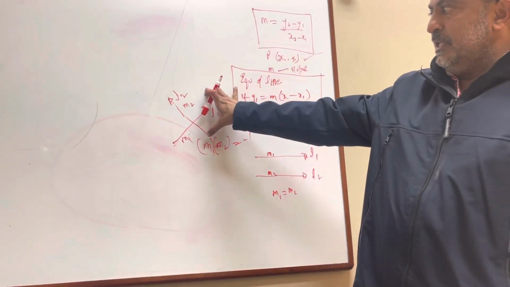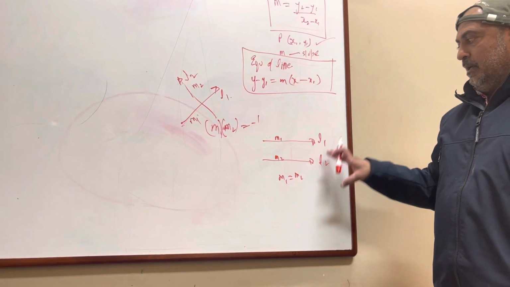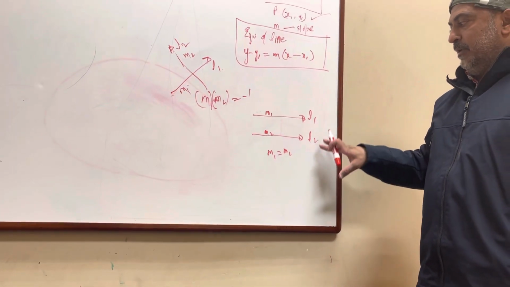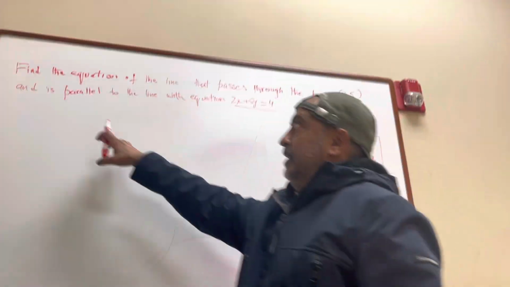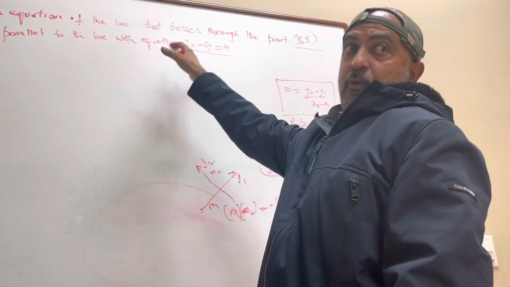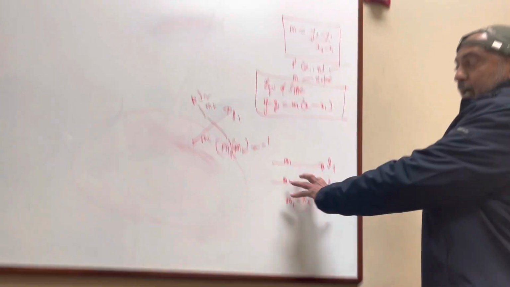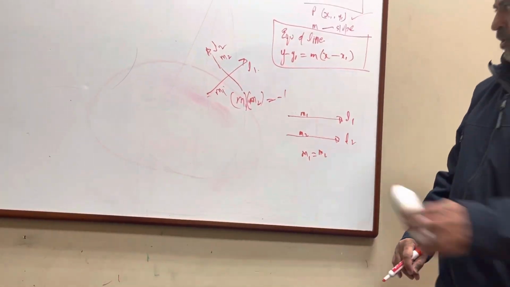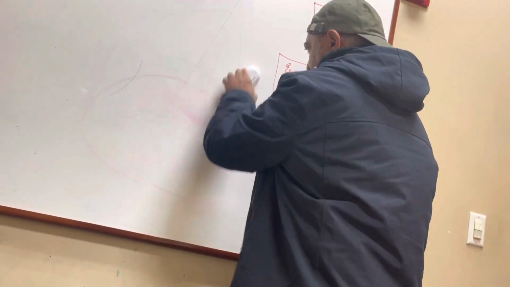We will not be using the perpendicular rule here. Since the lines L1 and L2 are parallel, as it says here, when the two lines are parallel, the slopes are equal. So I'm erasing this because we are not using it.